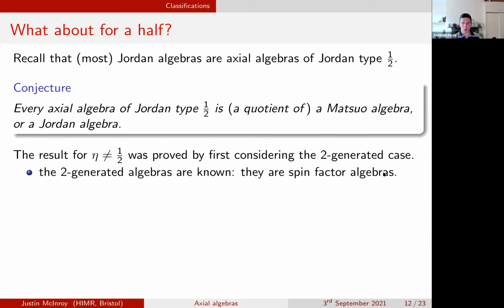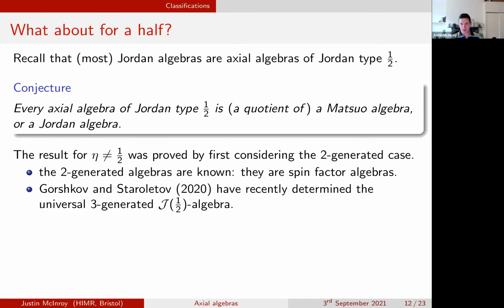Actually, there's one additional one, which is sort of a nil cover of a spin factor algebra, but morally it's just the spin factor algebras. And in a very recent result, Gorshkov and Staroletov have recently determined the universal 3-generated primitive algebra of Jordan type a half. So they've done not just 2-generated, now we know 3-generated.